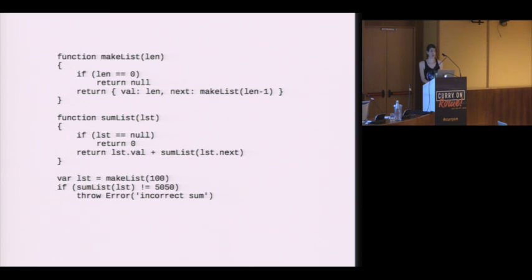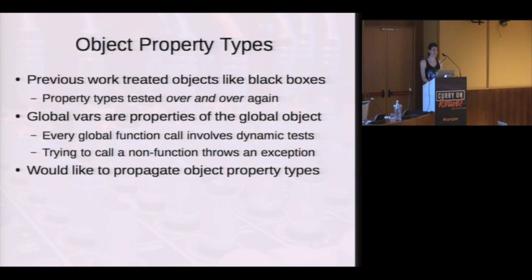So intraprocedural basic block versioning does not optimize this code very effectively. So let's try to understand why. Well, the first reason is that what I've presented so far treats objects like black boxes. So every time we read a property from an object, we have to check its type over and over again, which is obviously very inefficient.